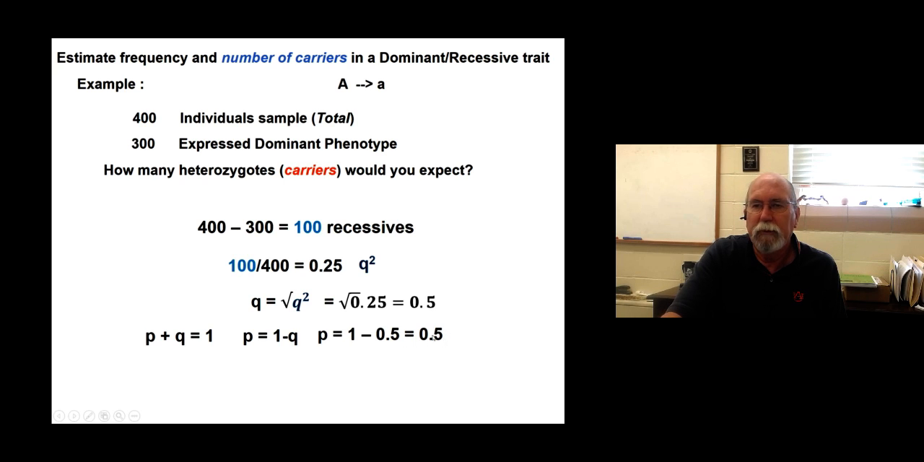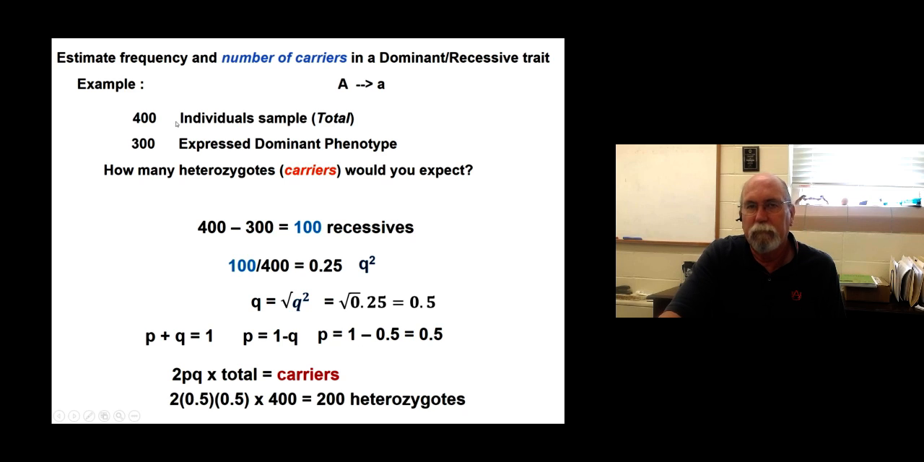So now I know p and I know q. I ought to be able to put those together, multiply times the total, and I can tell you how many heterozygotes I have, how many carriers. So I would expect out of this 400 total that half of them are actually heterozygous. Simple way to do it. We just figure out what the number of recessives is, figure out what that proportion is. That equals q squared. Take a square root. That gives me q. Do a little back math.